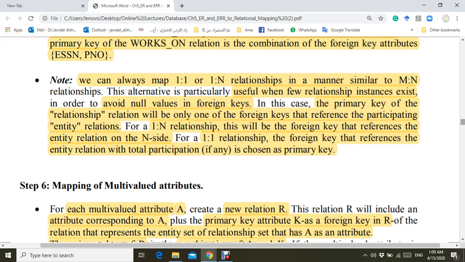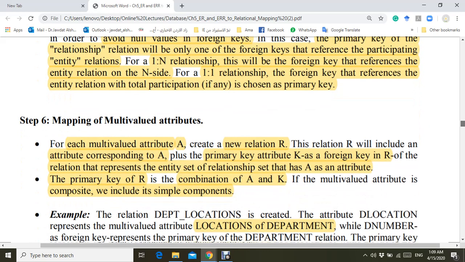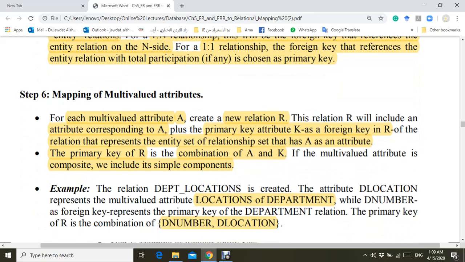Okay, how to map a multi-valued attribute? For example, a department has multiple locations. So we generate a relation R for the multi-valued attribute, and in this relation we put the primary key from the original relation it belongs to, and the locations, the different values of the attribute.